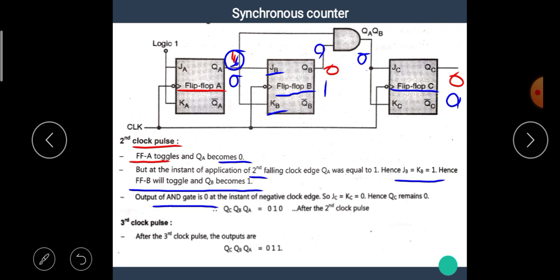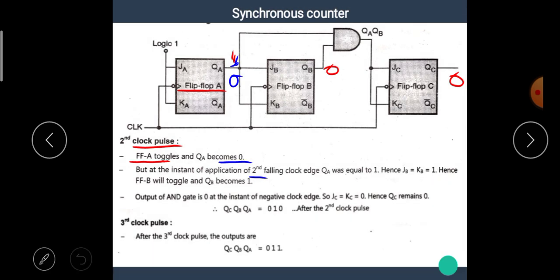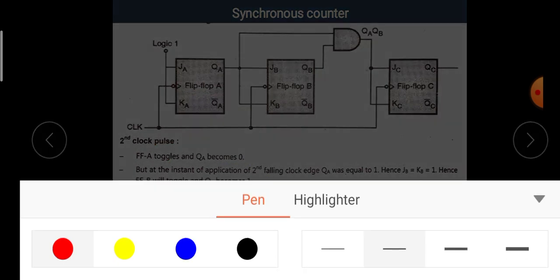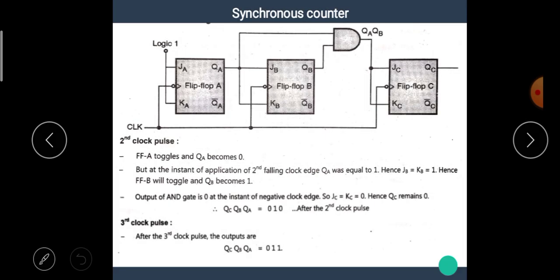After the second falling edge of the clock, we have the value 0, 1, 0. I hope you all understand the operation here. Similarly, let's see once again. After the second falling edge of the clock, we have the value QC 0, QB 1 and QA 0.